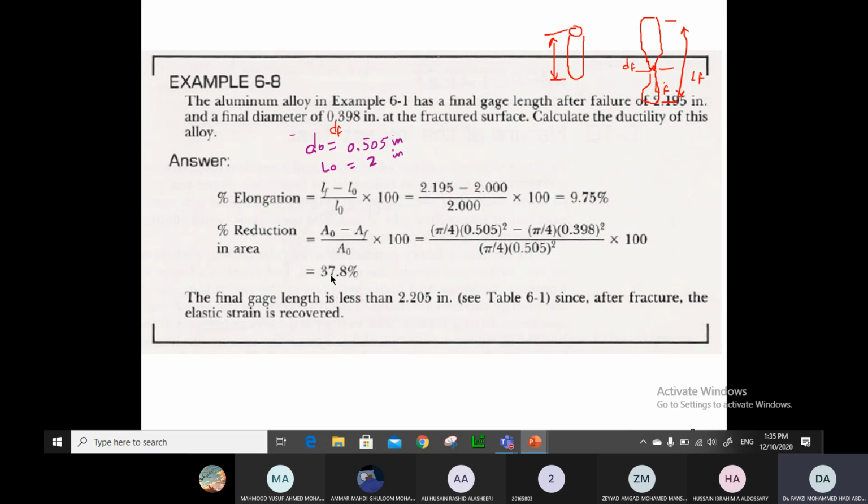When we did this calculation, obviously, I have told you that the values of the percent elongation and percent reduction of area will not be the same. And as you could see, they are not the same after large or excessive deformation that could take place. So this is how we calculate the ductility, both in terms of percent elongation and percent reduction in area.